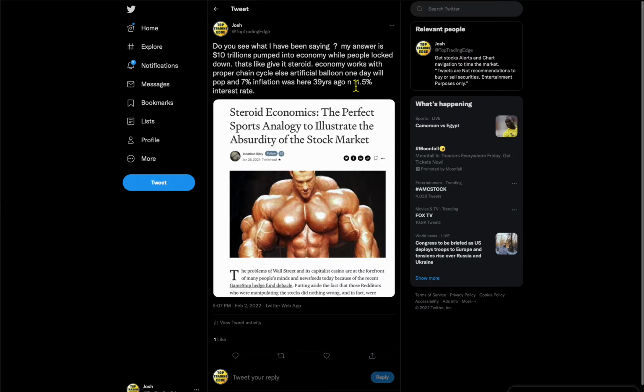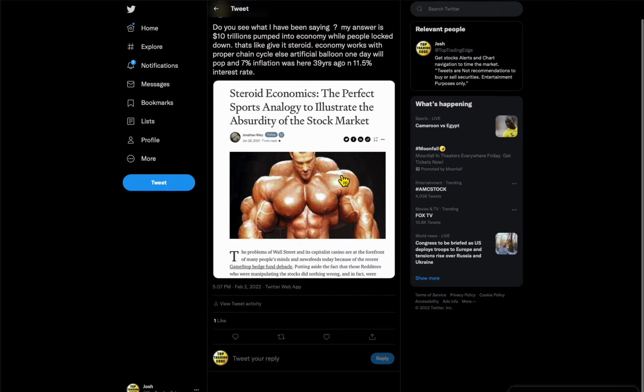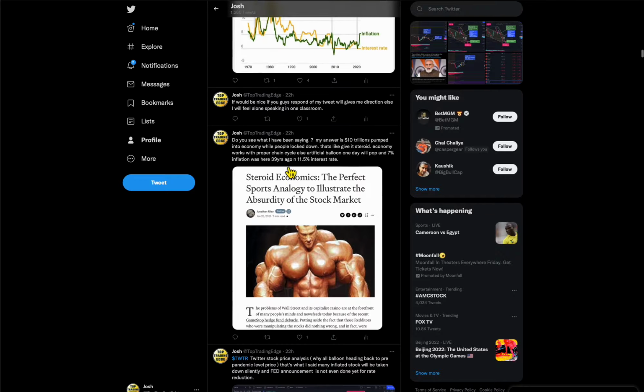So if you compare 39 years ago, the interest rate was 11.5%, because the economy works with balance. The economy works with balance. You cannot have odd and even numbers, it has to go together. And oh, right here.